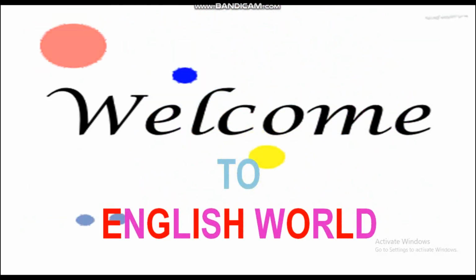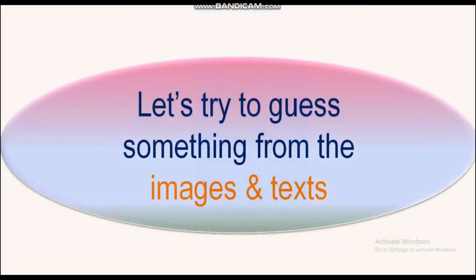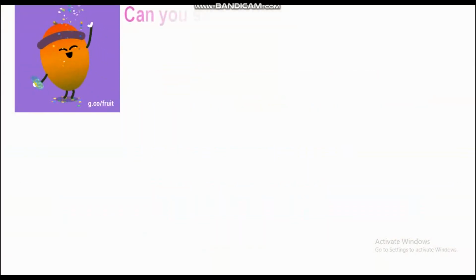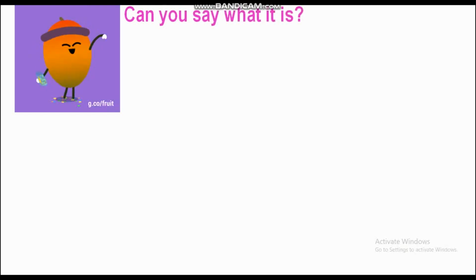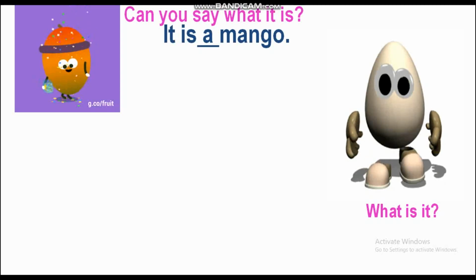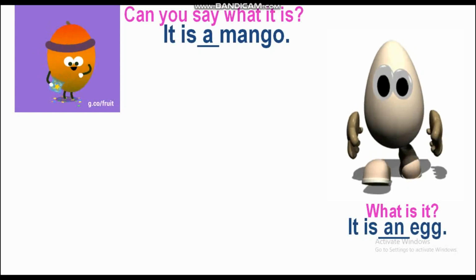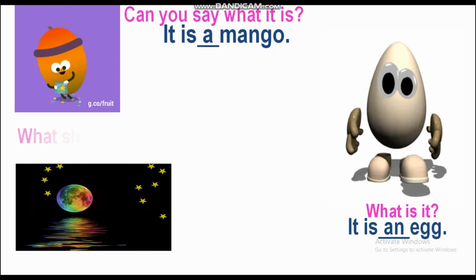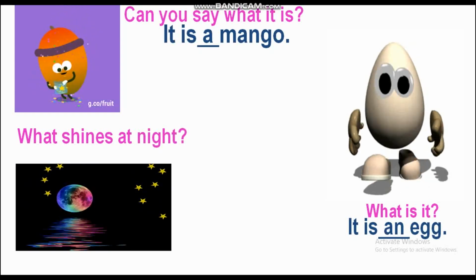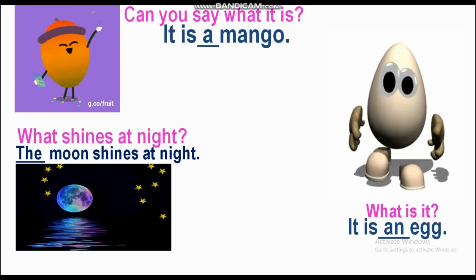Before going to the lesson, dear students, let's try to guess something from the images and text. Can you say what the first image is? It is a mango. A mango. The second image, it is an egg. An egg. Now tell me, dear students, what shines at night? Definitely you will say the moon. The moon shines at night, right?